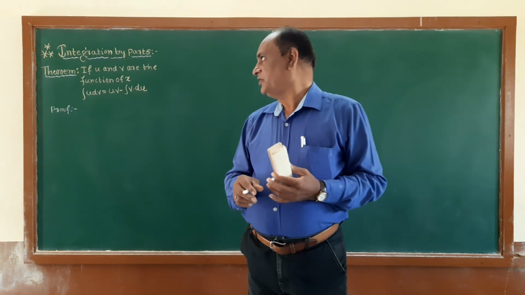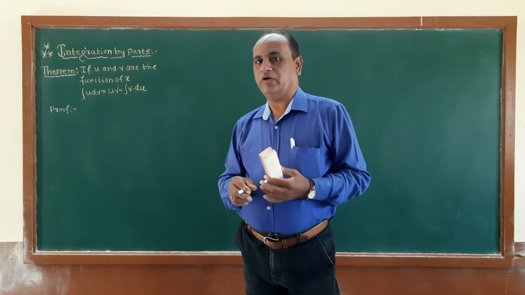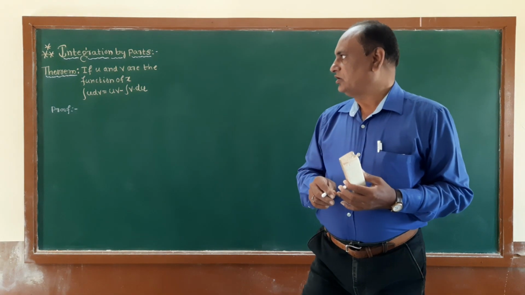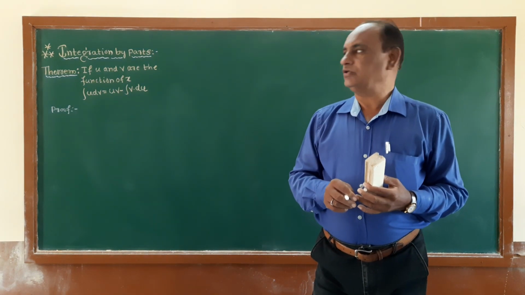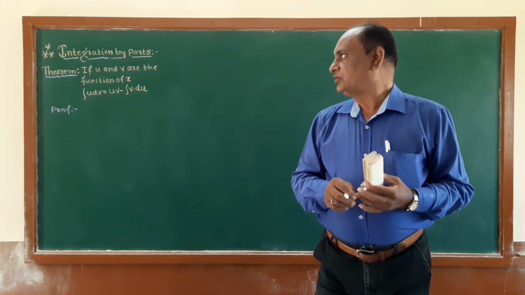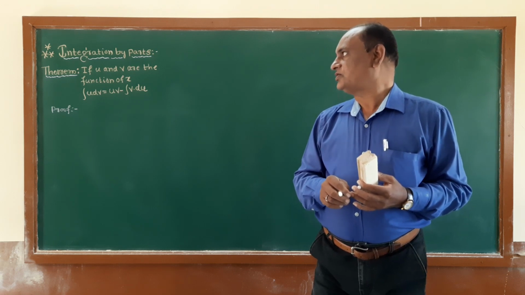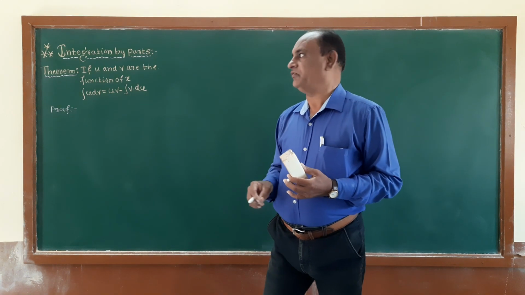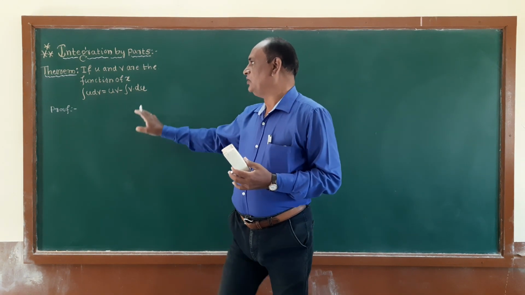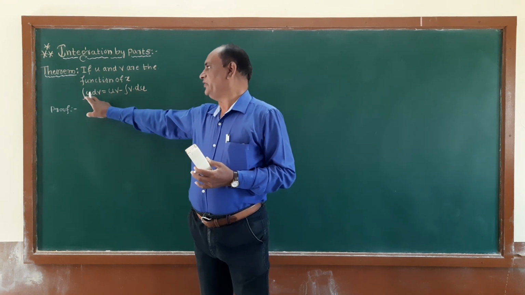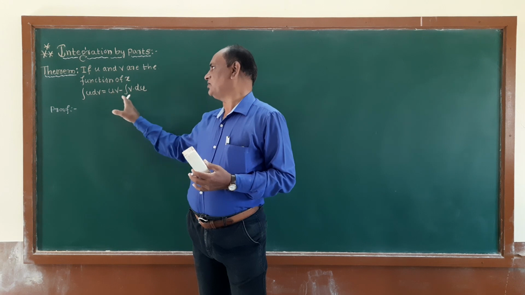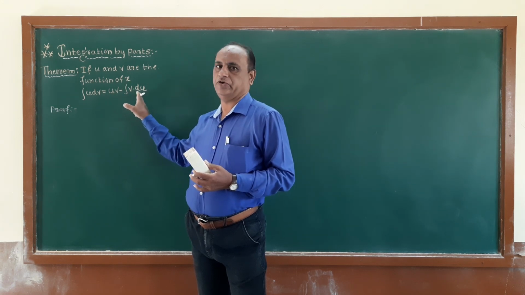The theorem statement is: if u and v are the functions of x, then the integral of u into dv is equal to u into v minus, under the integral sign, v into du. First we have to derive this formula. So the integral of u into dv is equal to u into v minus, under the integral sign, v into du.